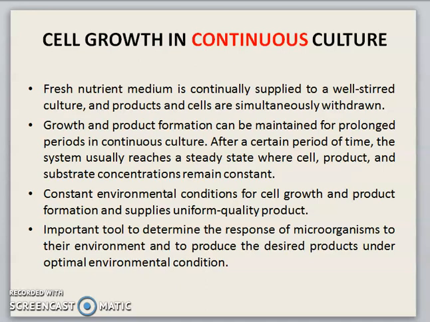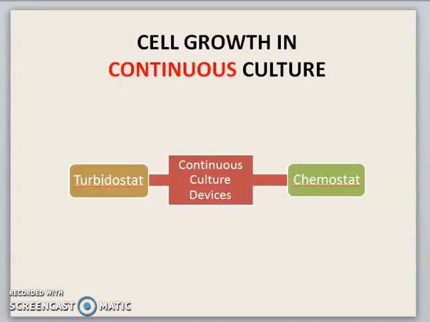After a certain period of time, the system will usually reach a steady state where cell, product and substrate concentrations remain constant. This schematic diagram shows the primary types of continuous cultivation devices, which are the chemostat and the turbidostat.